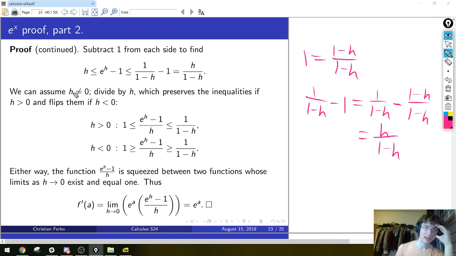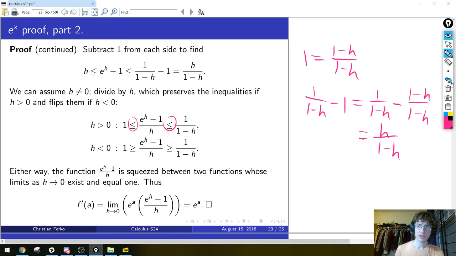Now we're taking a limit as h goes to 0, which means we can assume h is not equal to 0, because limits don't care about what happens at the point in question. Since it's non-zero, we just divide all three sides by h. Finally, there's two cases. Remember, if you divide inequalities by a positive number, the directions stay the same. If you divide inequalities by a negative number, the directions flip.